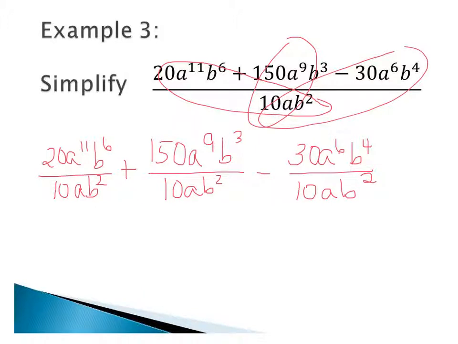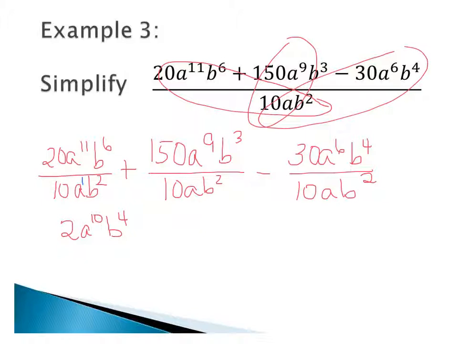Now we simplify the same way, we just have 2 different variables to consider. So in the first fraction, 20 divided by 10 is 2. And then simplifying a to the 11th divided by a. Recall this is a to the 1st. That power of 2 only belongs to the b in the denominator. So a to the 11th divided by a to the 1st will give us a to the 10th. And then b to the 6th divided by b squared is b to the 4th. So we're dividing the coefficients and then subtracting the exponents.